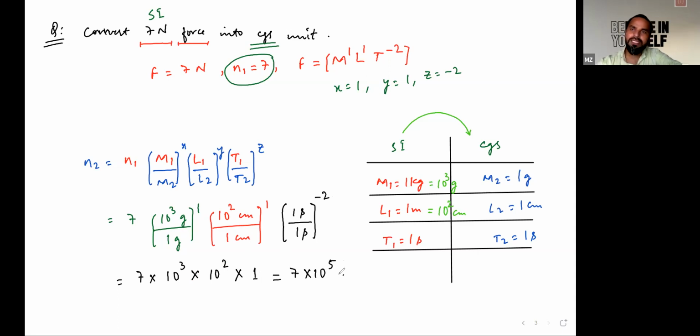So this would be our final answer to convert from this 7 Newton into CGS. So how would we solve (1/1) raised to -2? 1 raised to the power -2. 1 having any exponential would be just 1. 1 divided by 1 raised to 2?